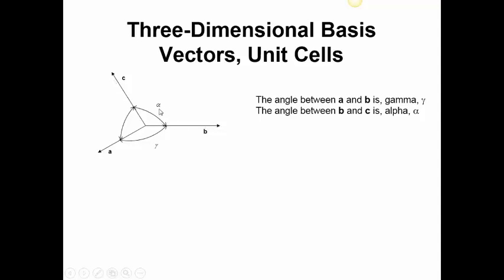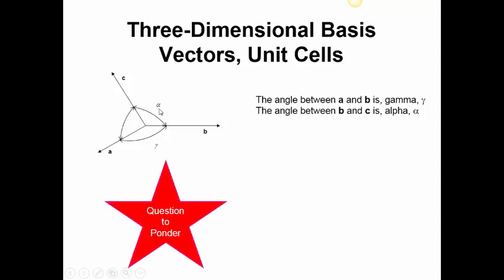So let's have your question to ponder. What is the angle between vector A and vector C? So that's this vector between A and C. We have A, alpha, gamma, and the one we're looking for. Yes, you've guessed it correctly. It is beta. So here I've put in beta over here as well as the answer.